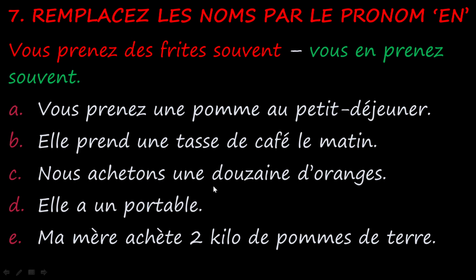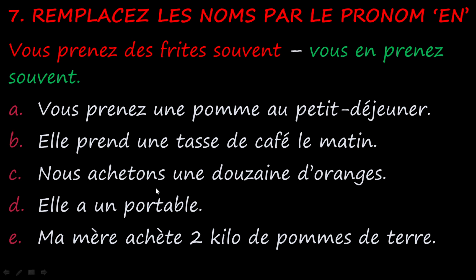Going to the third one: Nous achetons une douzaine d'oranges, which means we buy a dozen oranges. After the verb, you can see une douzaine d'oranges. We'll be replacing the whole thing by the pronoun en: nous en achetons une. It means we buy one; you can't translate it literally in English.